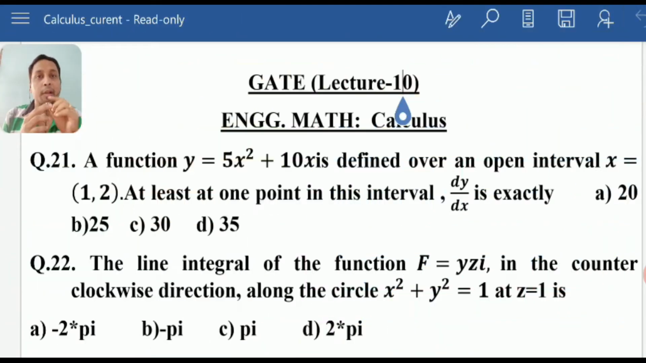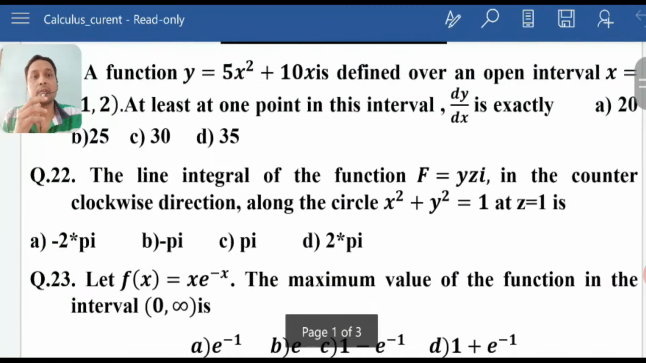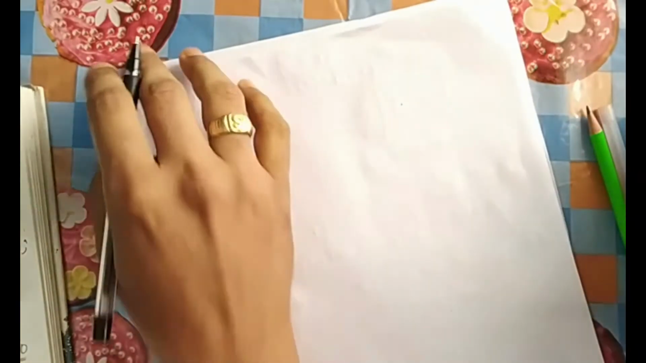Okay students, let's welcome you all to lecture 10 of this GATE Engineering Mathematics Calculus series. Today we have taken again 3 questions, 21, 22, 23, on line integrals and maxima-minima questions. Okay, then let's start. What is in question number 21?